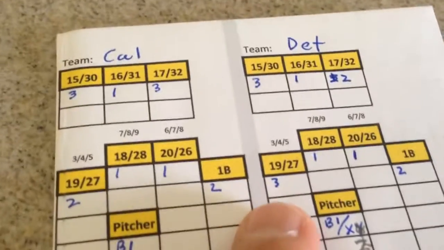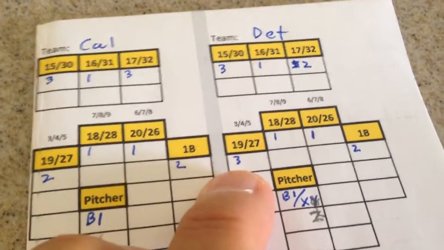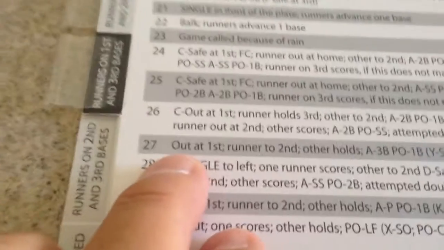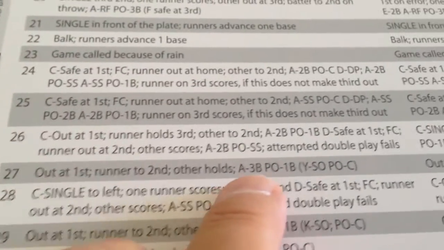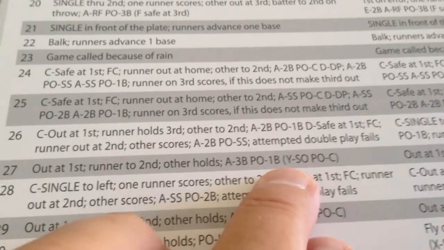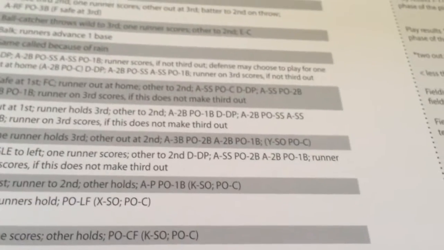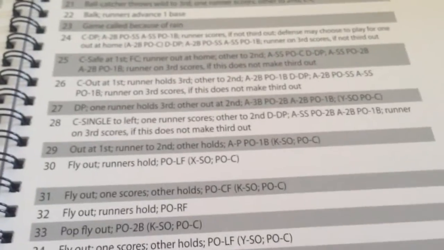23 is a 27. 27 for Detroit is Trzuski at third is a 3. So we go to the third column, but it's still out at first. 5-3. Okay, so 5-3. So another run, and the score is now 5-3 after 4.5 innings.